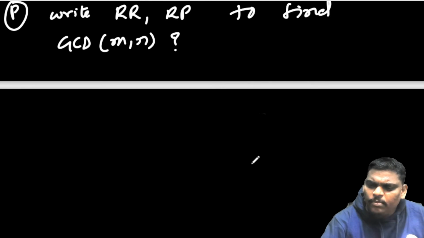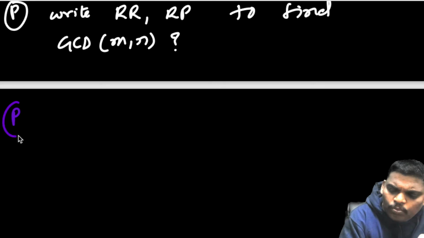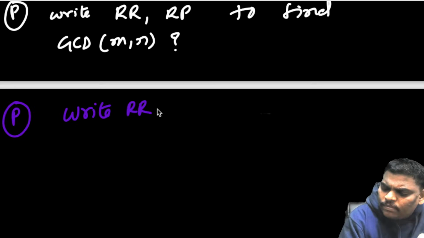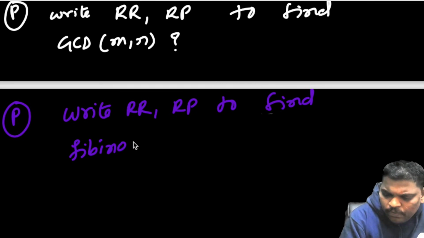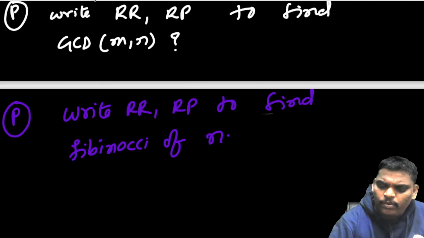So remember, write a recurrence relation and a recursive program to find the GCD of m comma n. One more problem. Write a recurrence relation and a recursive program to find Fibonacci of n.